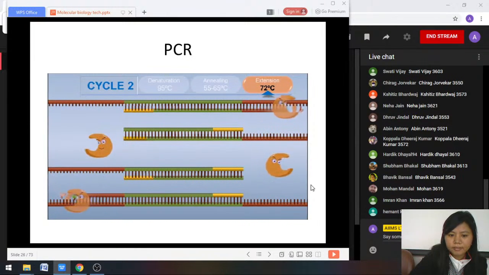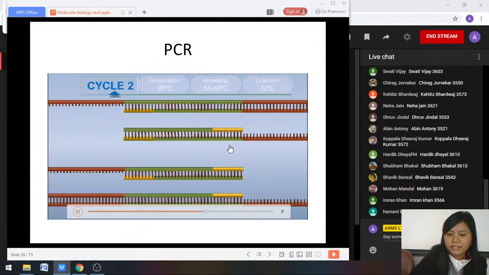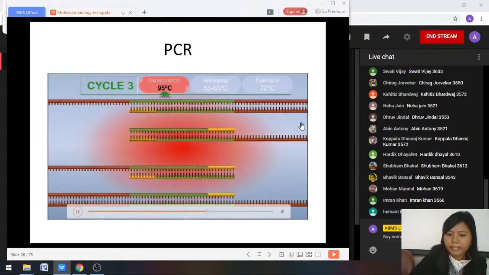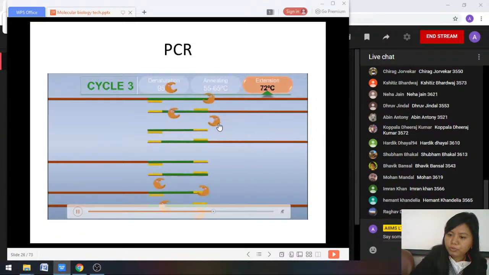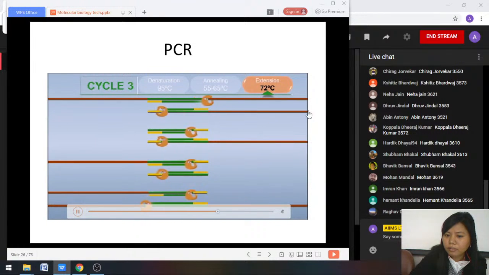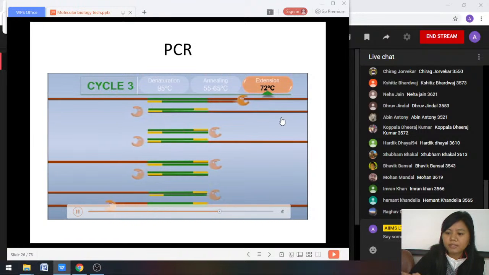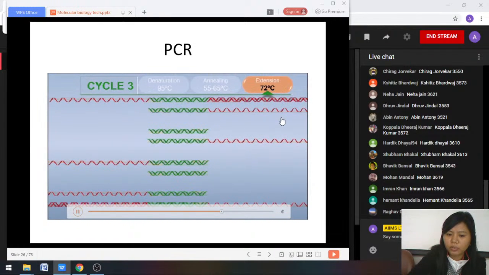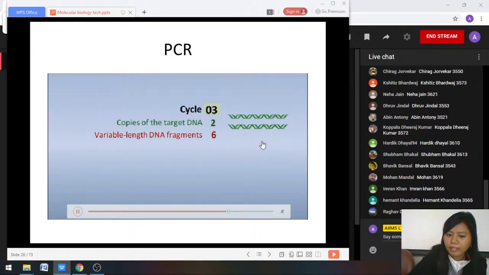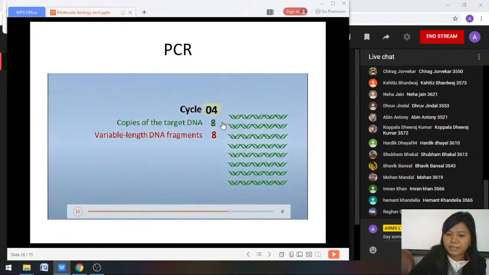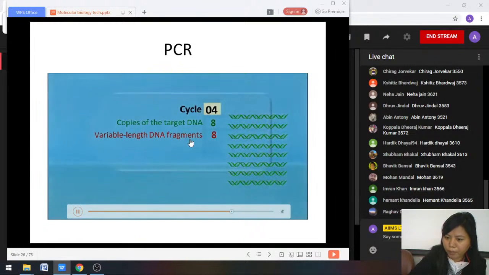So one thing you will see here is that not just the target sequence is being amplified, the area adjacent to it on one end is also being extended. Why? Because DNA polymerase has a 5' to 3' action. So when it reaches the other end, it is extended to the end of the DNA which is available to the DNA polymerase molecule, right? So you not just have the target DNA, you also have other DNA, but the length of the target DNA is much more at the end of each cycle compared to the variable length DNA fragment, right?